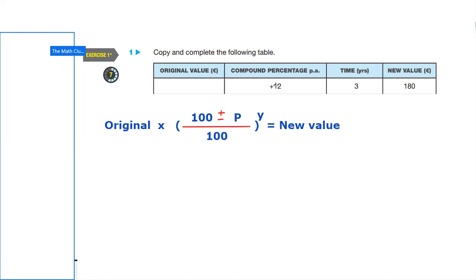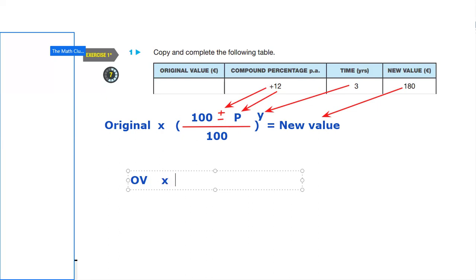So here, this is a compound percentage. This means the P will be 12. And because it's positive, I'm going to use plus, and the power in time is years. And the new value, I'll put it over here. So focus on the formula and how to use it. Okay. So first, I'm going to write the original as original value, times. I'm going to follow the same formula first, and then I'm going to rearrange it.